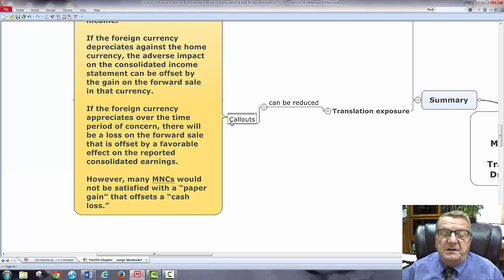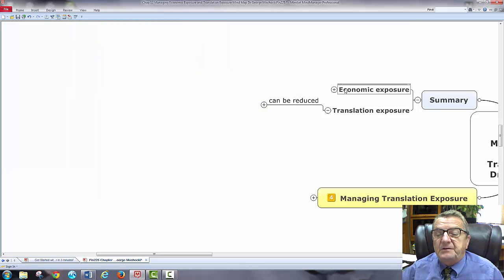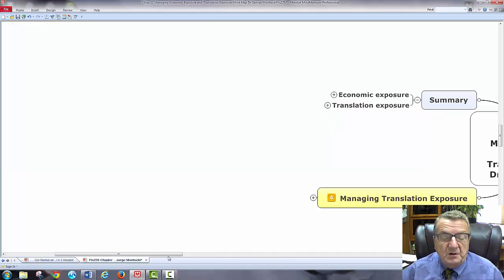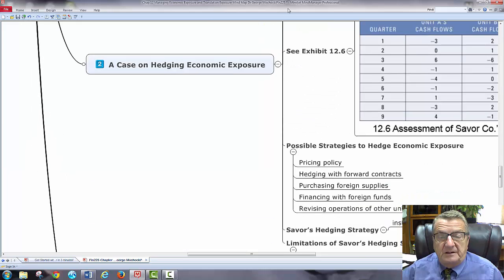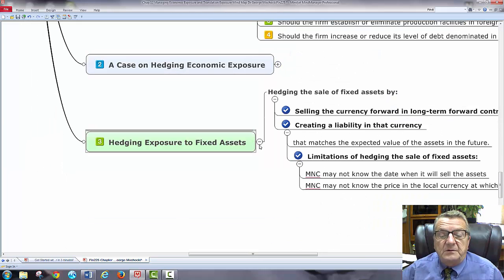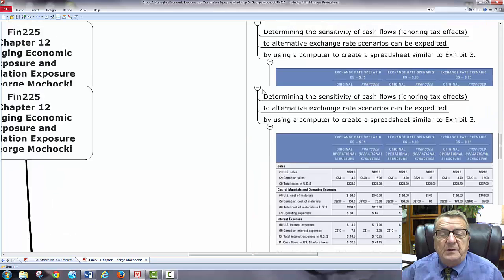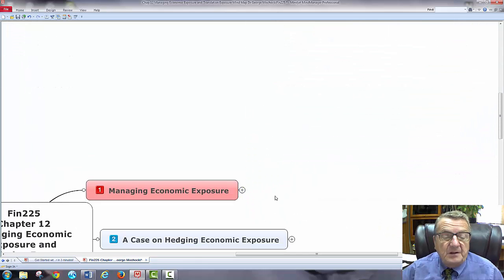Okay, so that took care of our call-outs. In this chapter, we covered economic exposure and transactional exposure, looking at the exchange rate. We have a case that you'll be working on, and we'll discuss it in the classroom. You have different charts to look at. Stop and take a look at them.